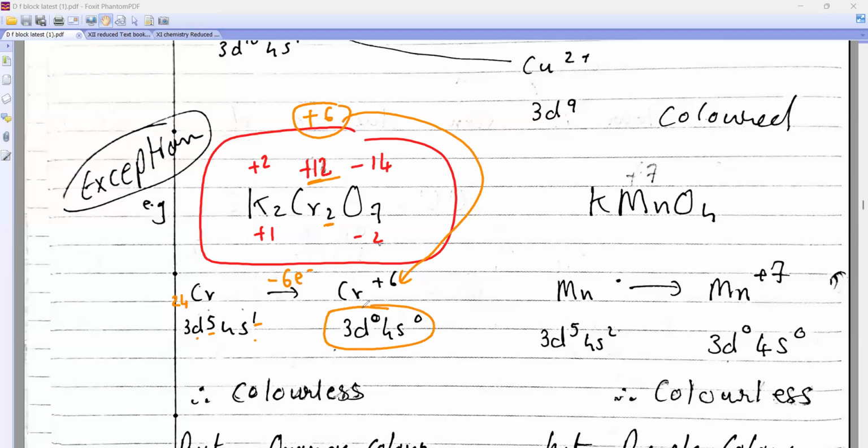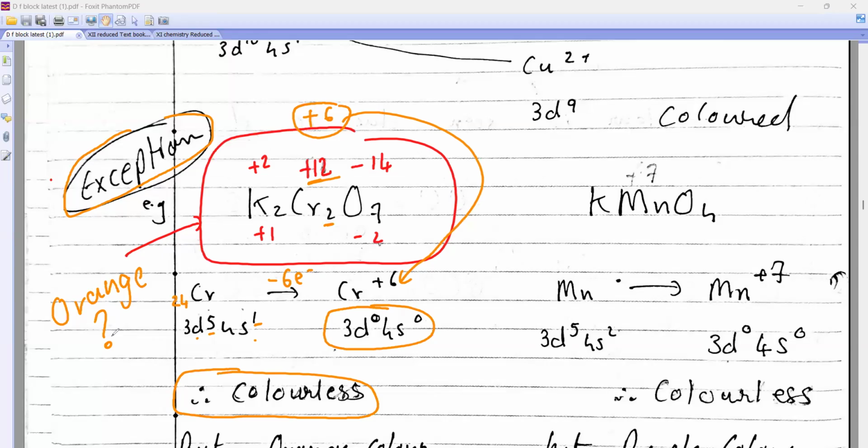Yeah, Melroy, has it become d0 or not? Tell me. Yes, sir. So it should become colorless or not? Tell me. Yes, sir. It should be. But potassium dichromate in real life is orange colored. So now you'll say, sir, what? Just now we did. Therefore, I have written here: exception. Can you see? Sometimes, beta, in spite of having d0, a compound can be colored.